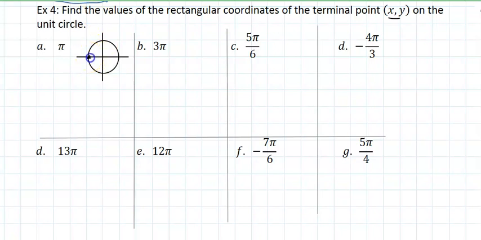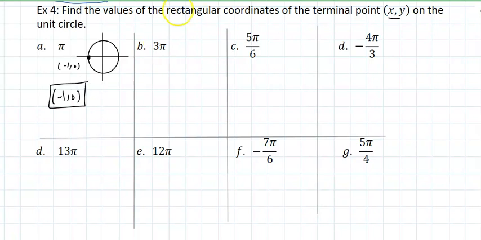Pi is right there. This point is negative 1, 0. Find the value of the rectangular coordinates of the terminal point, negative 1, 0. That's all we need to know. If this point is on the unit circle, what are those points?